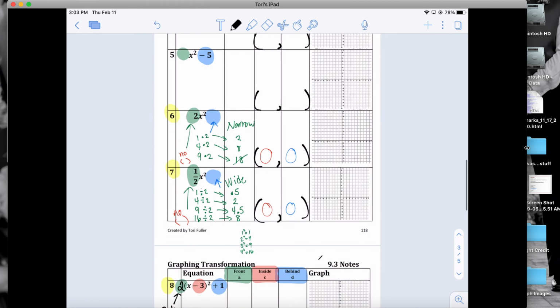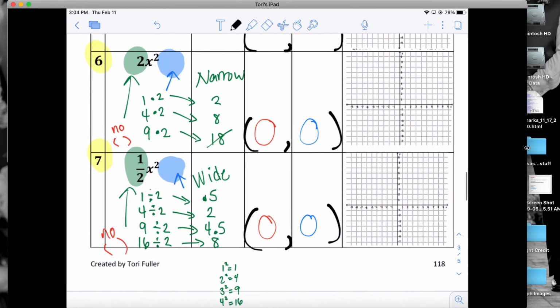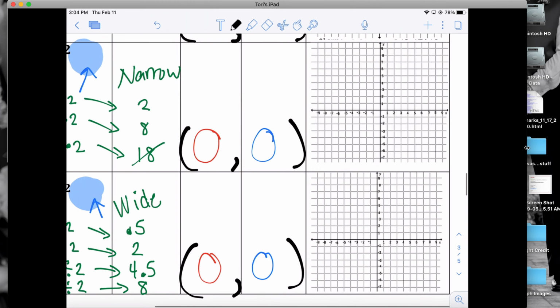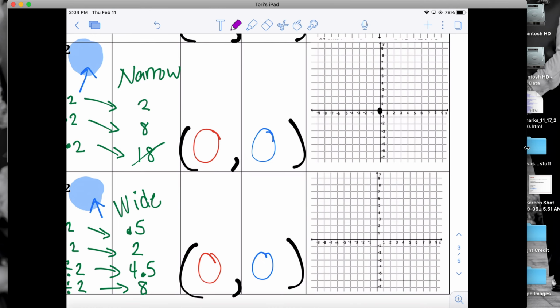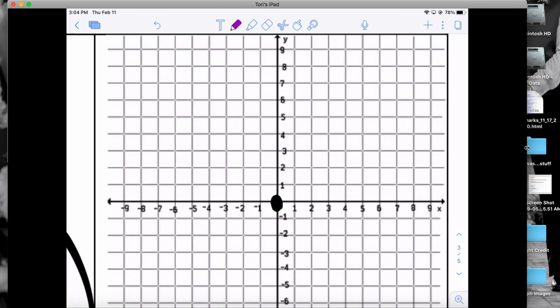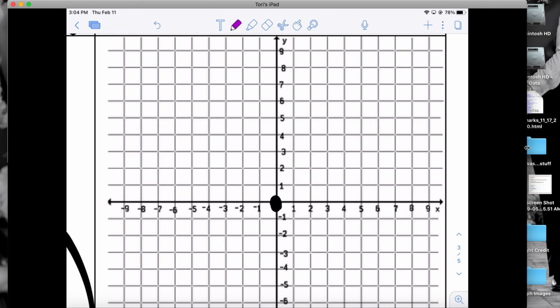All right, I'm only looking at 6 and 7, so I'm going to zoom into just them. All right, on number 6, we're still starting at 0, 0. This one's going to be narrow, though. So remember, your pattern has changed, and you're doing 2, 8, 18. Let me zoom in a lot for this one. I'm on number 6. If I go out 1, now I have to go up twice as far. So I'm going to go up 2 dots.